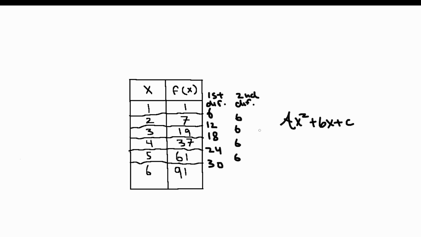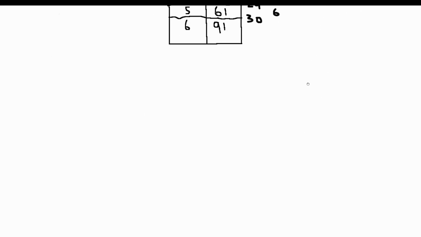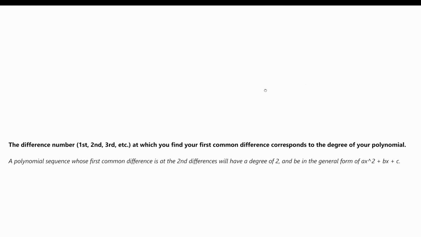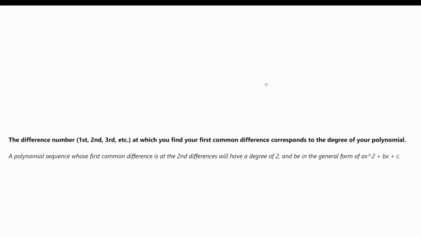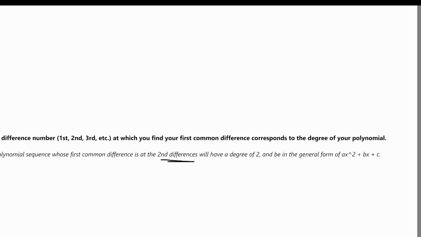And this is consistent throughout all differences, so if you have a third difference and you have a common difference at that, you're going to have a third degree polynomial that looks something like this. But yeah, something down here we can read. The difference number at which you find your first common difference corresponds to the degree of the polynomial. So if you have a polynomial sequence whose first common difference is at the second differences, it will have a degree of 2 and be in the general form of ax squared plus bx plus c, like we were talking about before.